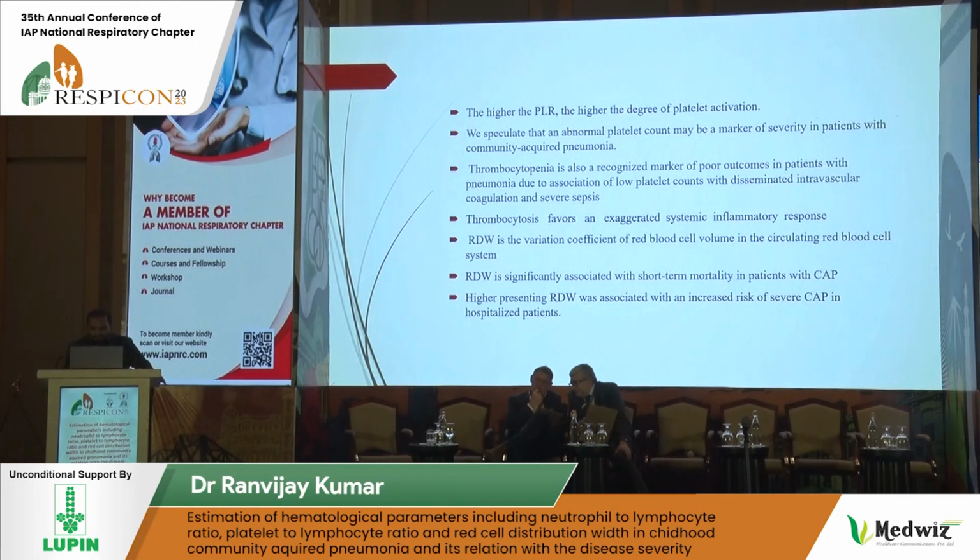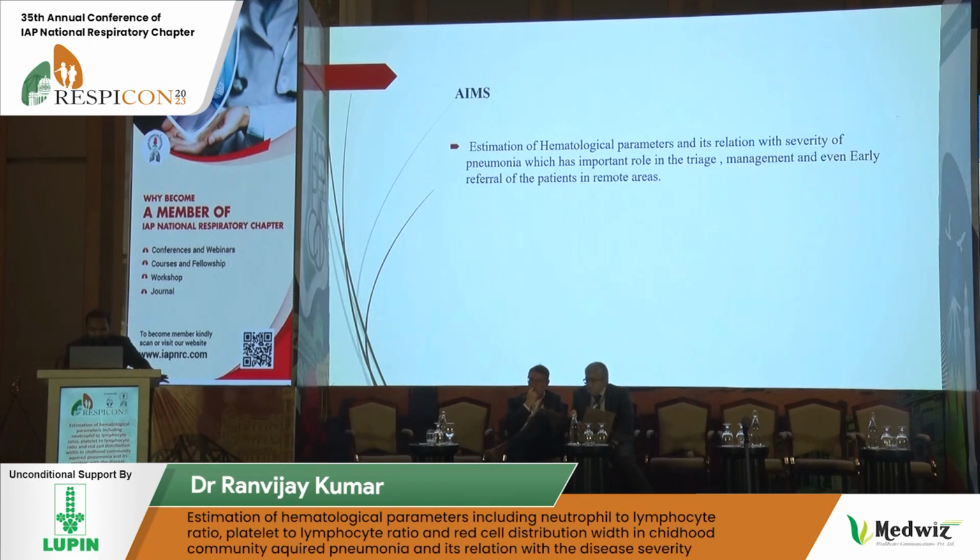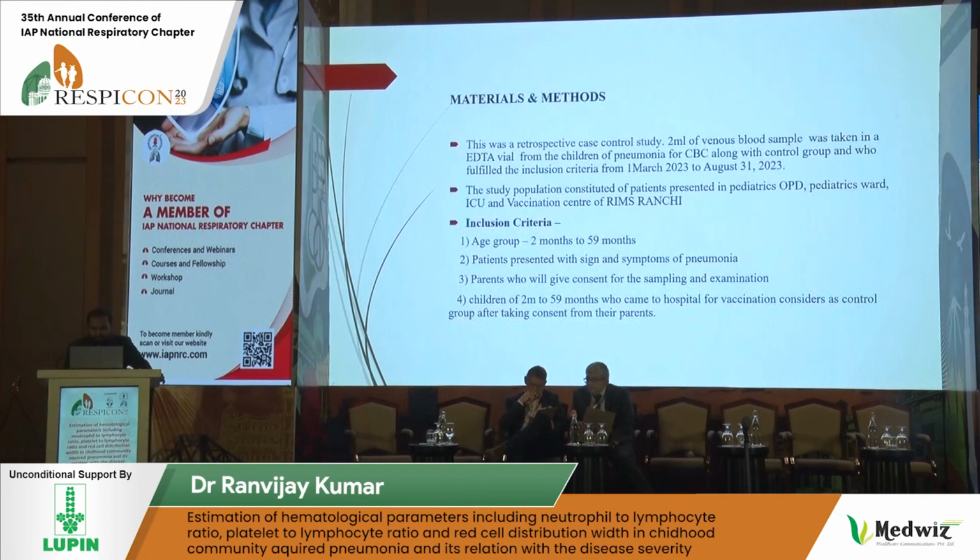Thrombocytosis favors an exaggerated systemic inflammatory response, and RDW is the variation of coefficient of red blood cell volume in the circulating red blood cell system. RDW is significantly associated with short-term mortality in patients with community-acquired pneumonia, and higher presenting RDW was associated with increased risk of severe community-acquired pneumonia in hospitalized patients. My aim of the study is to estimate hematological parameters and their relation with disease severity, which has an important role in triage, management, and even early referral of patients in remote areas.